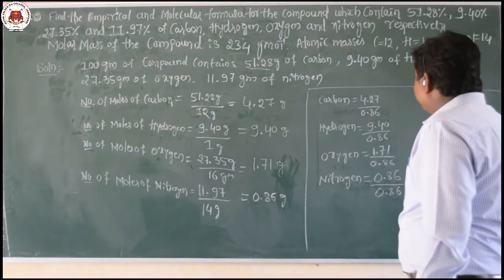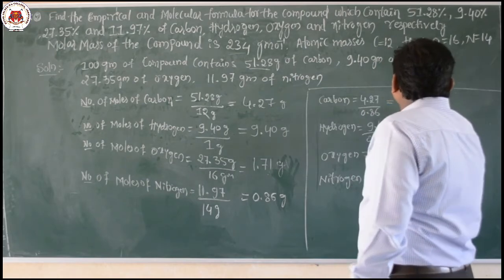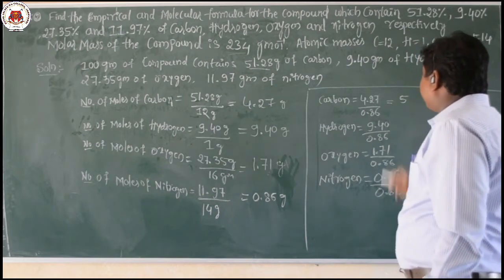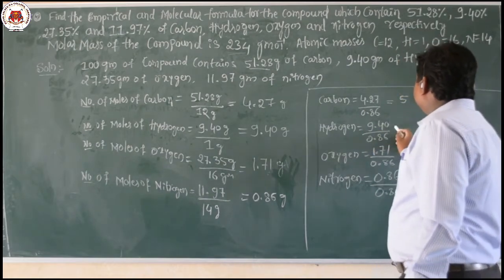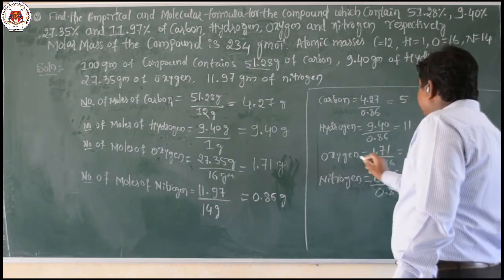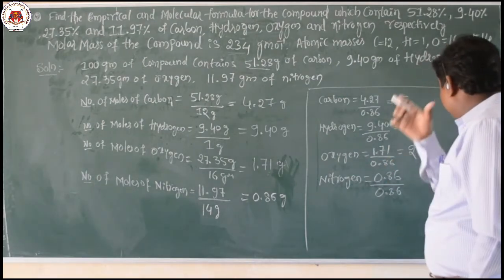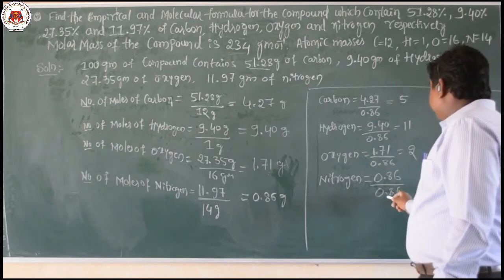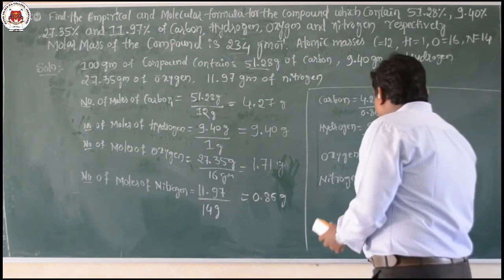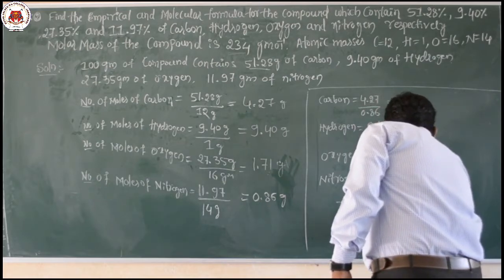Now, after calculating this for carbon, 4.27 divided by 0.86 gives 5. For hydrogen, after calculating you will get 11. For oxygen, 1.71 divided by 0.86 is 2. For nitrogen, 0.86 divided by 0.86 equals 1. Okay. Now you have to write the ratio of atoms.